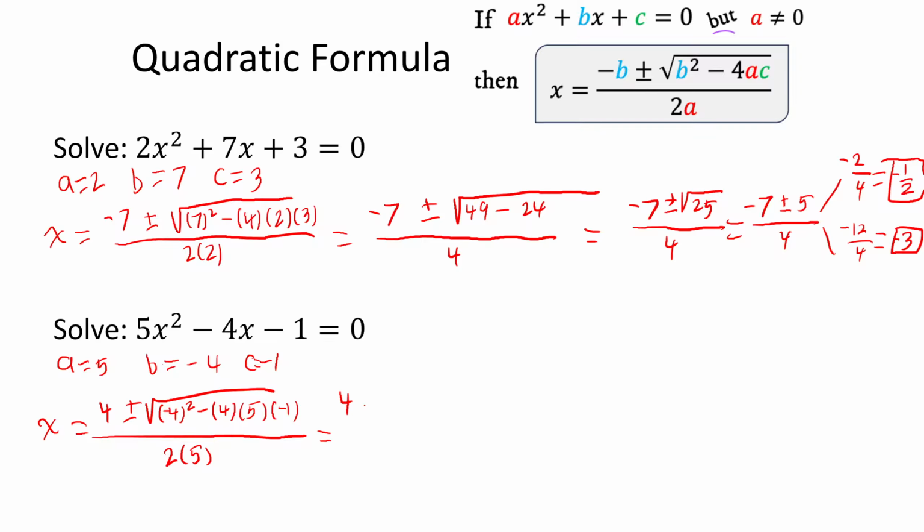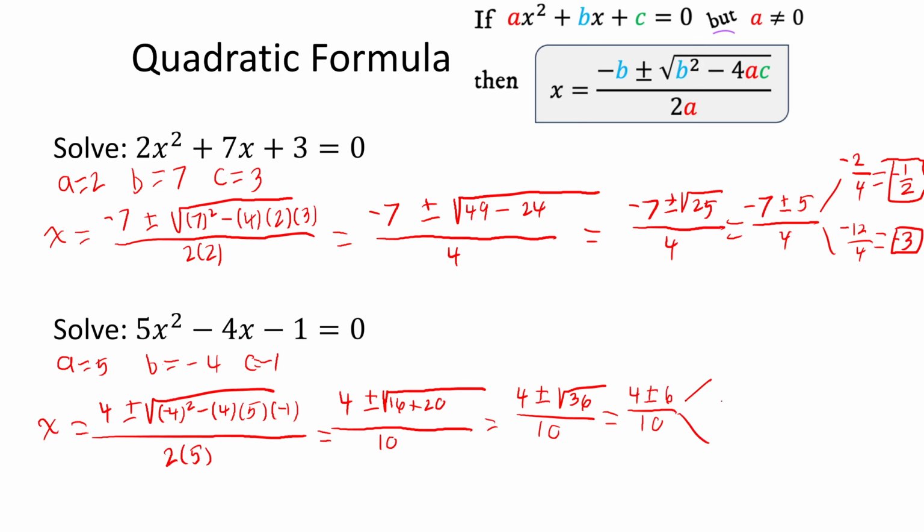So once again, we get 4 plus or minus the square root. Negative 4 squared is 16. Then we got 4 times 5, which is 20, times a negative 1, which is going to give me a negative 20. But a minus a negative gives a plus, and this ends up equaling positive 20 all over 10. Now, this is going to equal 4 plus or minus the square root of 36 all over 10. 36 is a perfect square, so we get 4 plus or minus 6 all over 10.